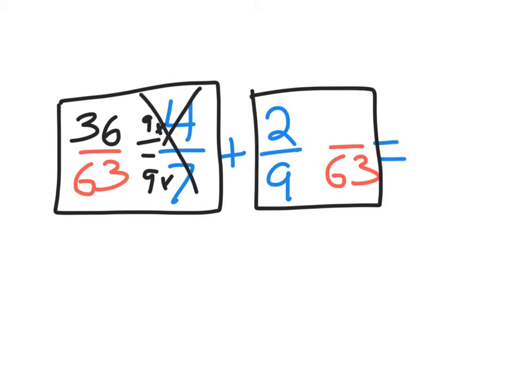So in a sense, I'm now done with 4/7 because I've got a new fraction with the denominator 63 for it. I do the same thing to the other side. What do I do to 9 to get 63? 9 times 7. Whatever I do to the bottom, I must do the top. Missing numerator here is 14. And that gives me my new fraction for 2/9. Now I have the problem 36/63 plus 14/63.